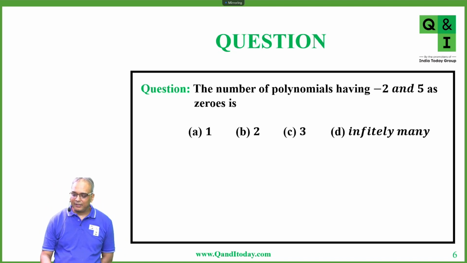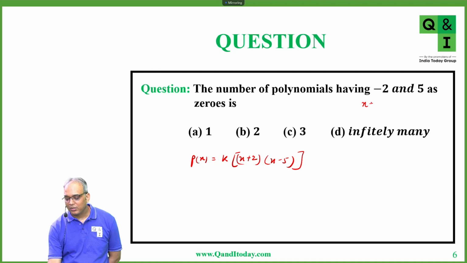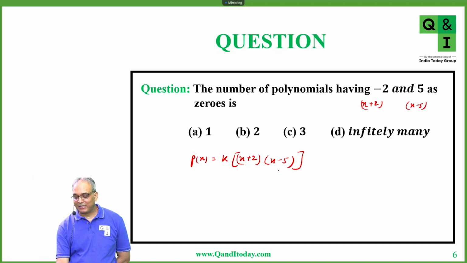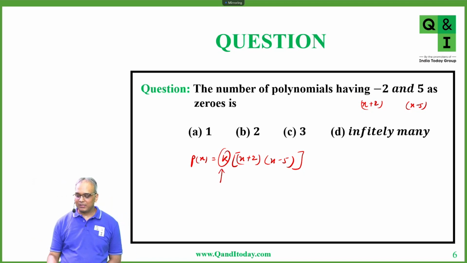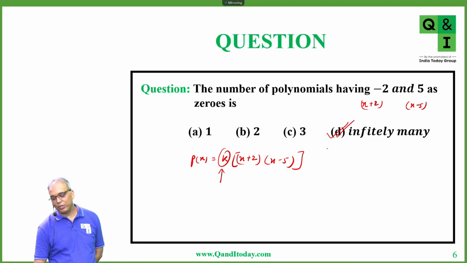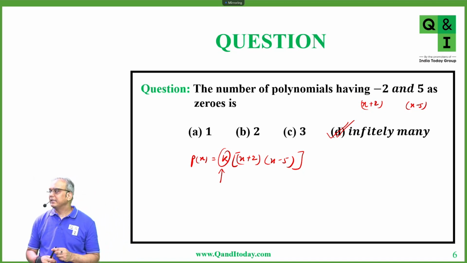Yes, Rahul and Raghavi. It is infinitely many, because the polynomial p(x) can be written as k times (x plus 2) into (x minus 5). Because minus 2 is a zero, x plus 2 will be a factor. Plus 5 is a zero, so x minus 5 is a factor. Now the value of k can be anything. It can be 1, 2, and infinitely many values of k are possible. So that's why you can have infinitely many polynomials whose zeros are minus 2 and 5. Is it clear to everyone?